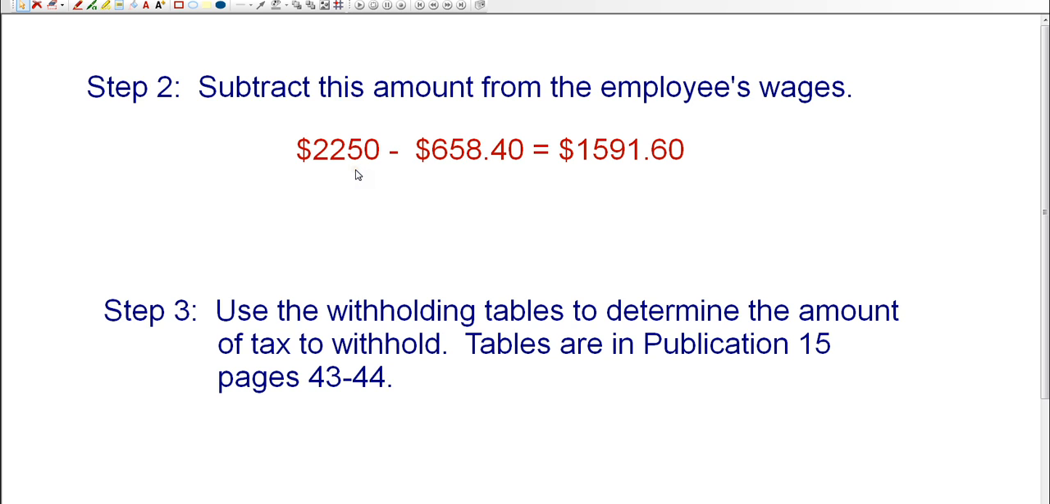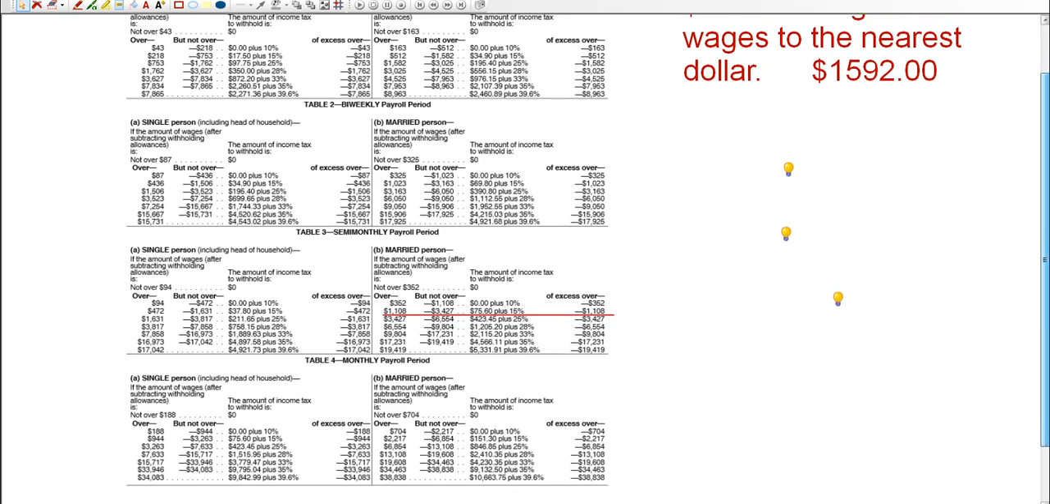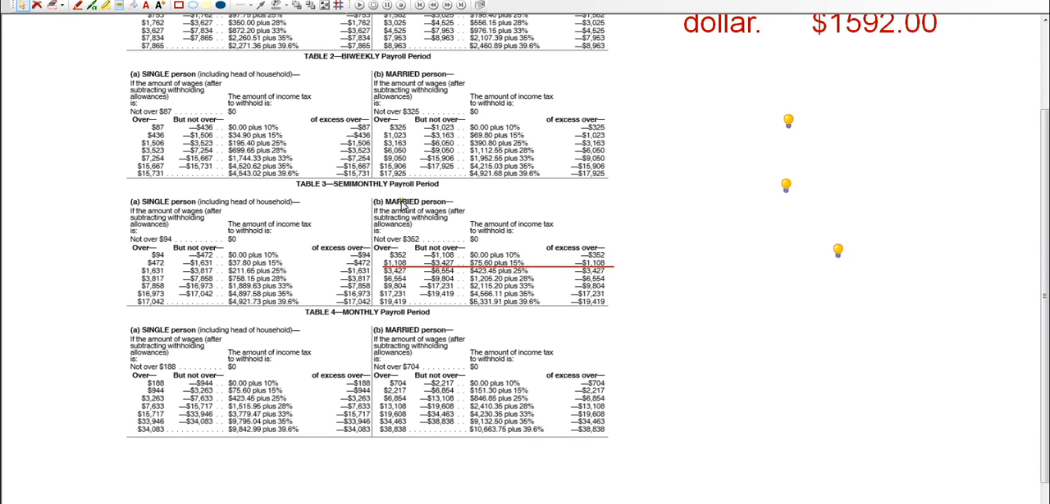So we're going to subtract this amount from the employee's wages. So the wages were $2,250 minus $658.40 gives us $1,591.60. Okay, this is the magic number that we're now going to take to the withholding tables in Publication 15. So in Publication 15, we need to go now down to Table 3 for semi-monthly because she's paid on a different schedule. And she's married, so we're now going to be on the right-hand side of this table.